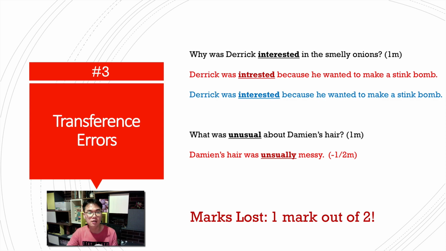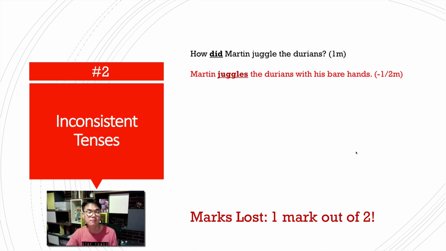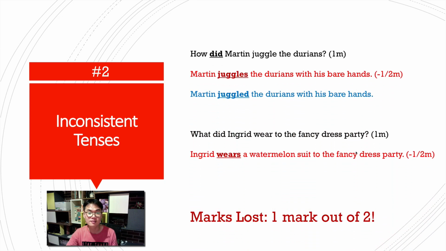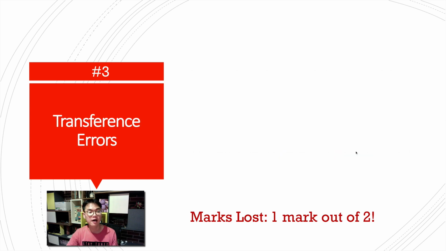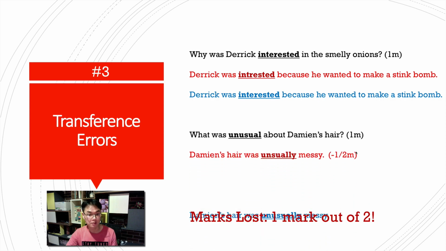So that's error number 3, transference errors. So again, a quick recap. Error number 1 had to do with us making mistakes with incomplete sentences. Error number 2 had us making mistakes with our inconsistent tenses. And now error number 3 has to do with us copying, transferring, writing commonly misspelled words wrongly. Okay, so these are the 3 common errors up to this point.